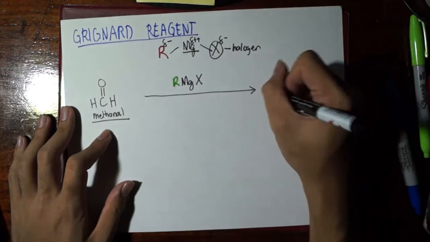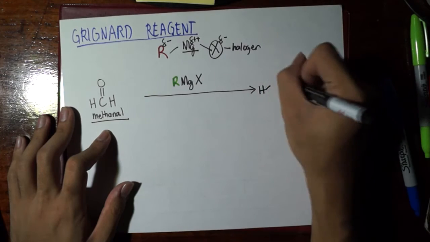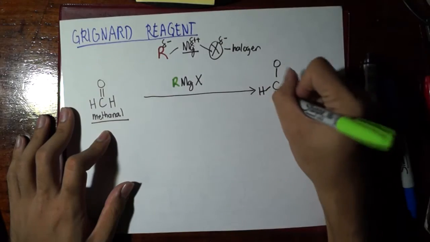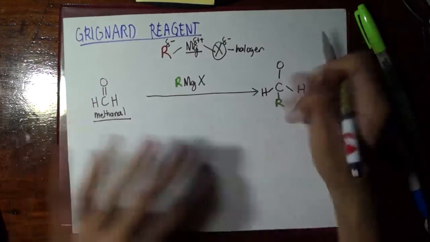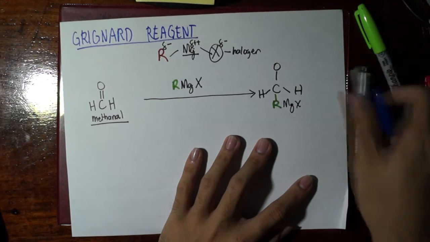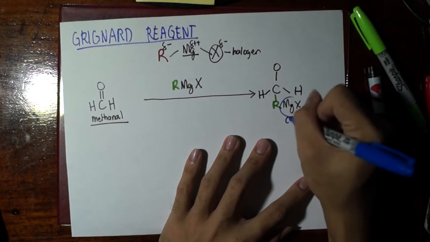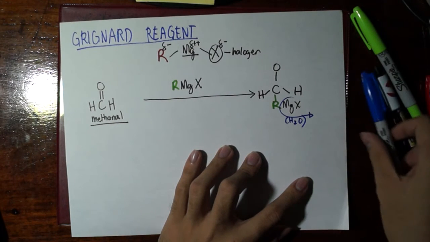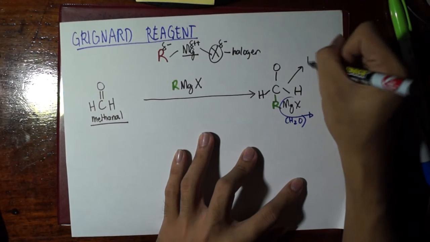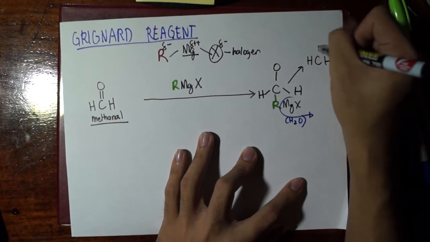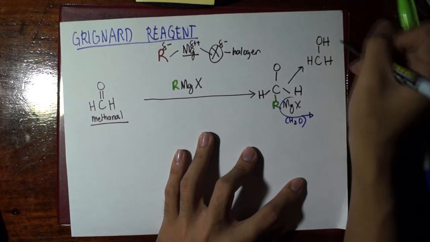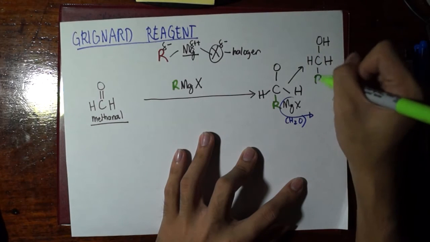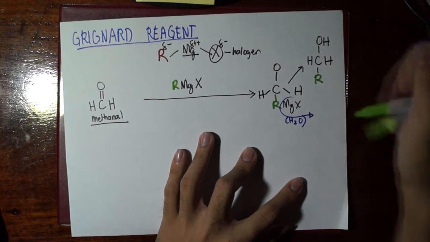What happens? We follow the same mechanism. A pi bond will be broken, then the R will bond. MgX will be removed by virtue of adding water. So then what will happen is that you will have a product that looks something like this. HCHO. Then let's just add H to make this oxygen happy. Then R. What is this? ROH. This is an alcohol, right?